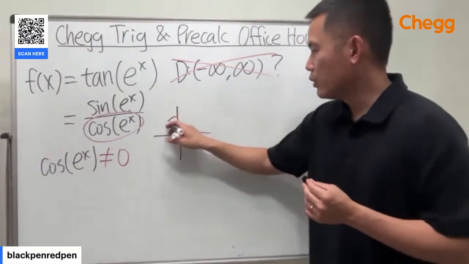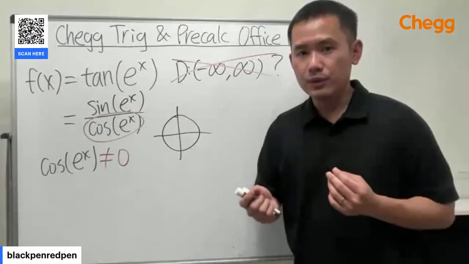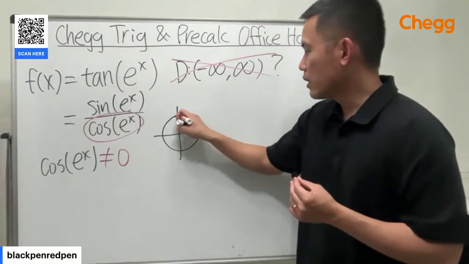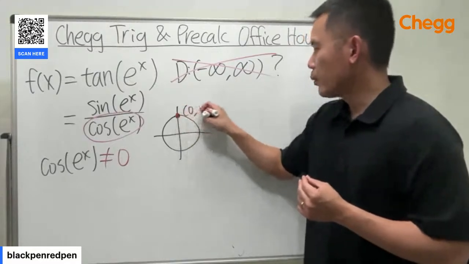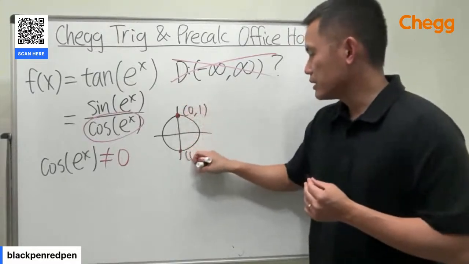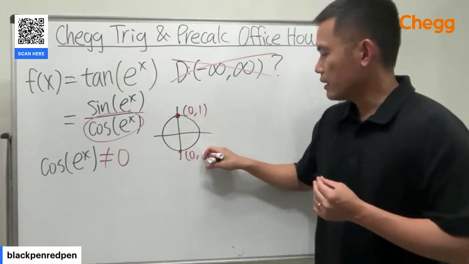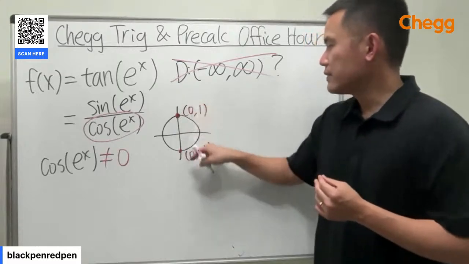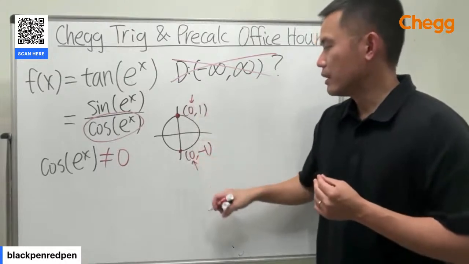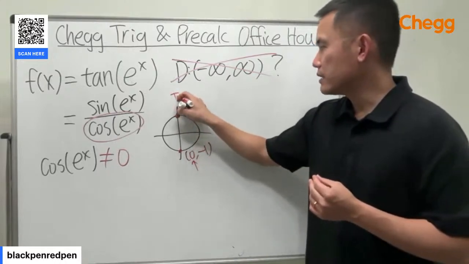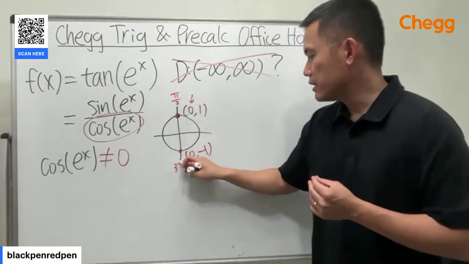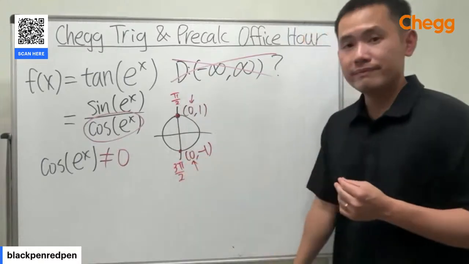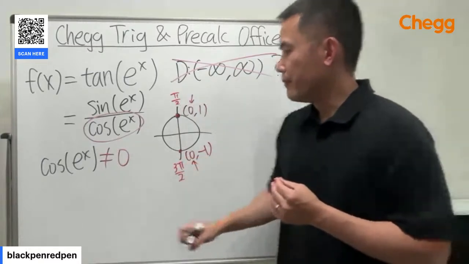Well, if you take a look at the picture real quick, cosine is the x values, right? On the unit circle, you get 0, 1 here, and then right here you also get 0, -1. The x value here is 0. So here we get the first answer pi over 2. Here the first answer 3 pi over 2.